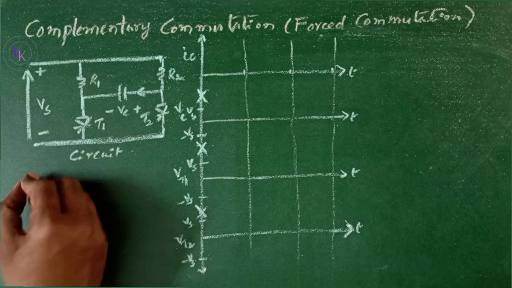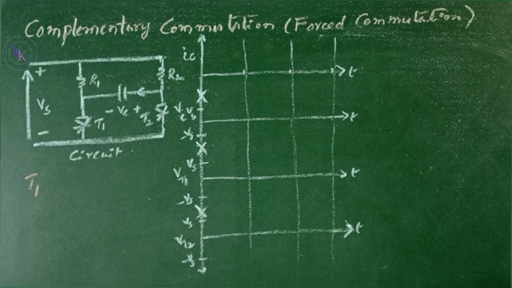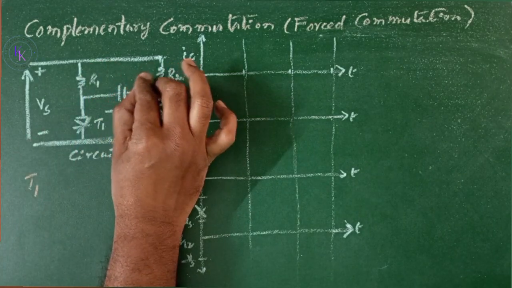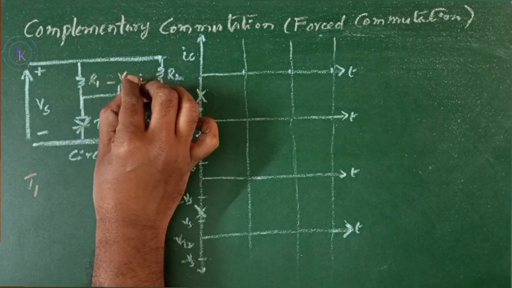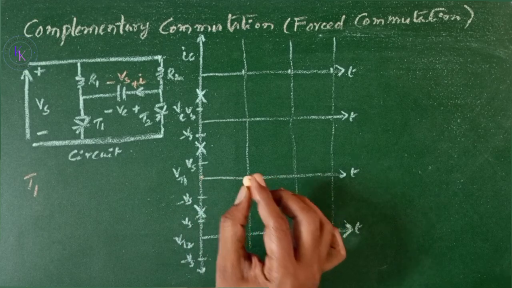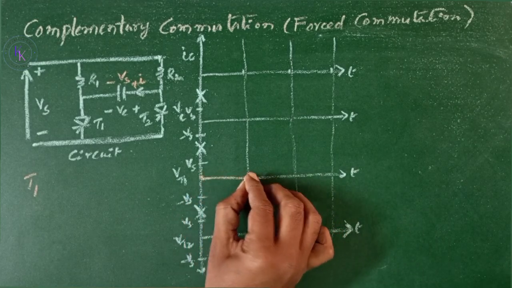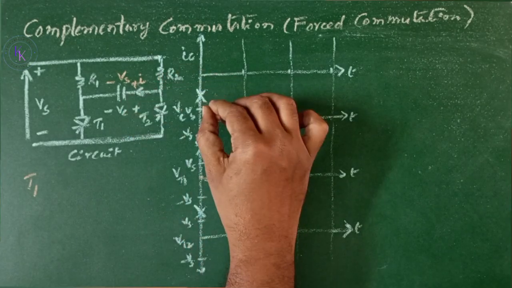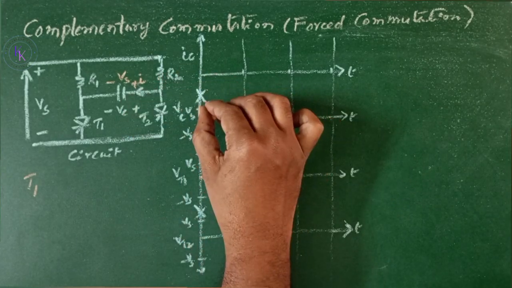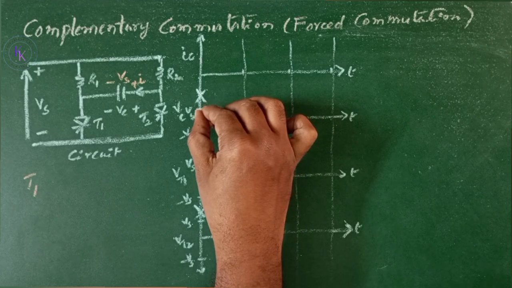So when T1 is fired, the load R1 is connected to Vs, and at that time the capacitor C charges through R2 to a voltage Vs, with the polarities as shown here. When T1 is on, the voltage across T1 will be 0. In this period, the voltage Vc is going to reach Vs while T1 is on.